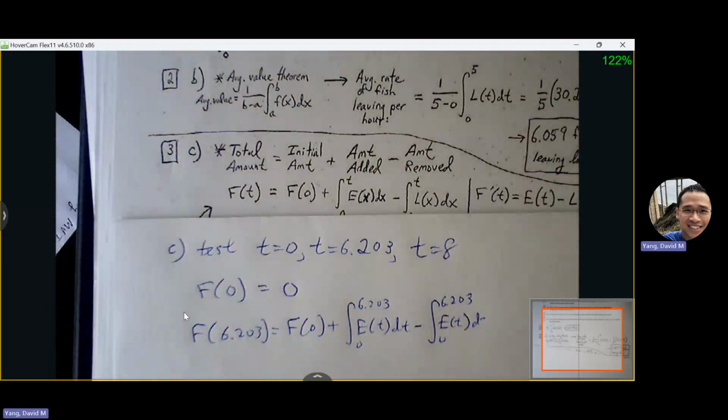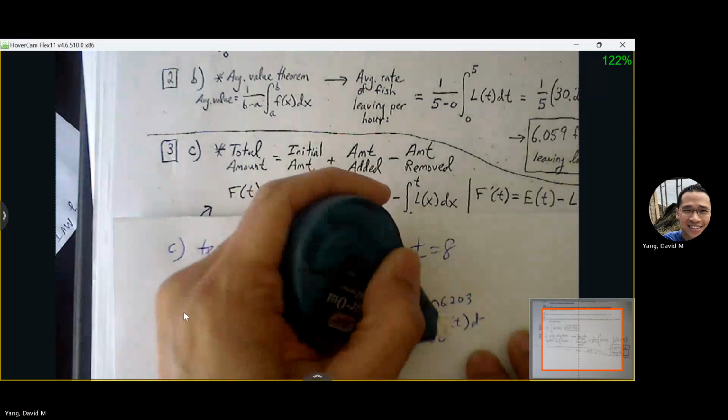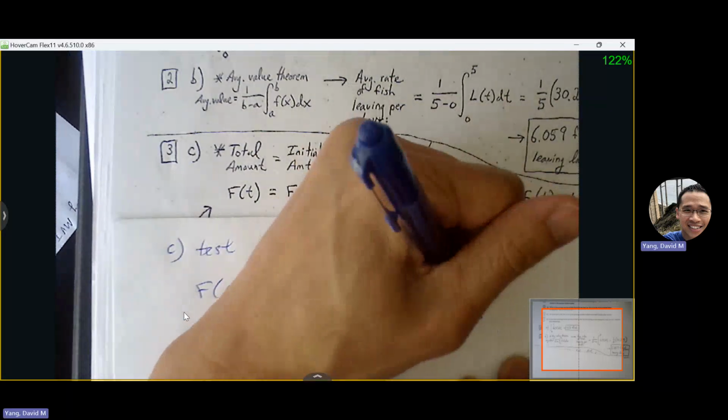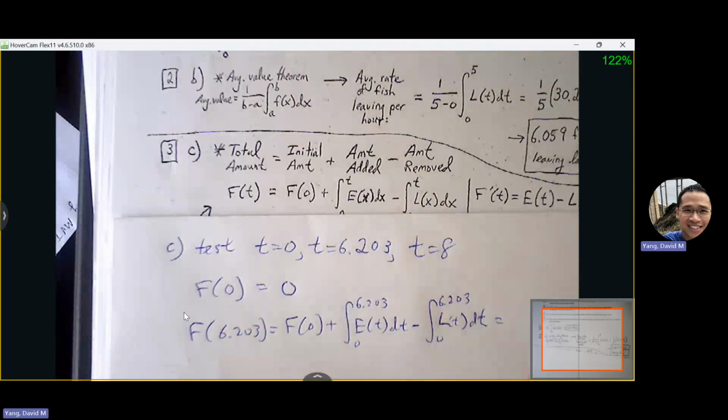This is the equation that's going to tell us the number of fish at those moments in time. Oops, L of t. And then we're making the calculator do all the calculations for us.